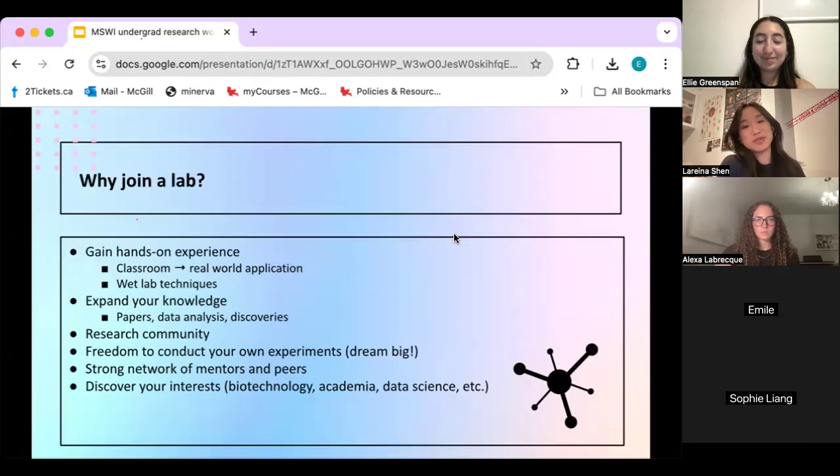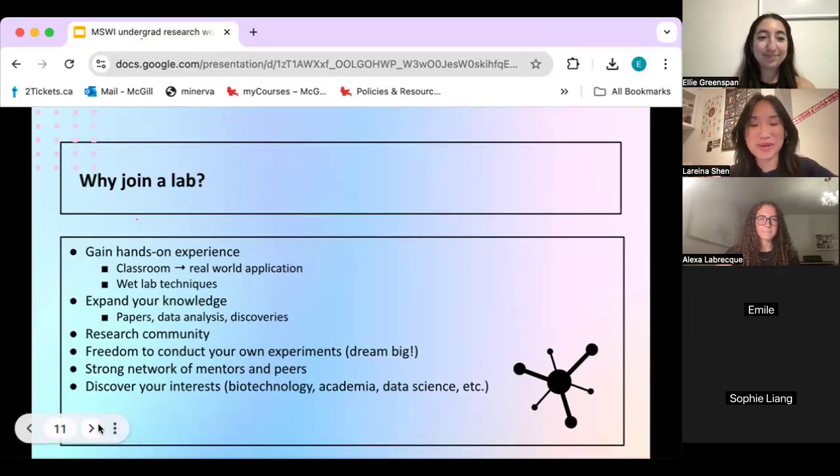Also, you'll be able to expand your knowledge. For me, I've learned a lot about how to read scientific papers, how to analyze data, and how to really just understand how discoveries are made in the scientific field. As well, the research community is amazing. I love my lab. Everyone in there is super nice. And I just really like working with a team of passionate scientists.